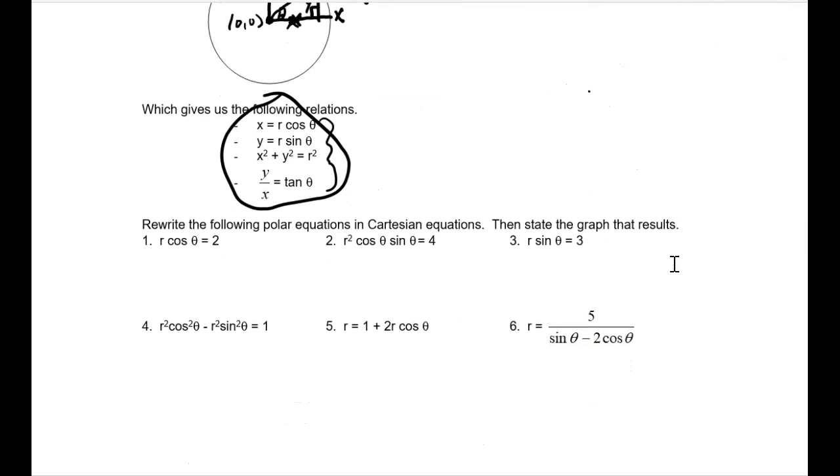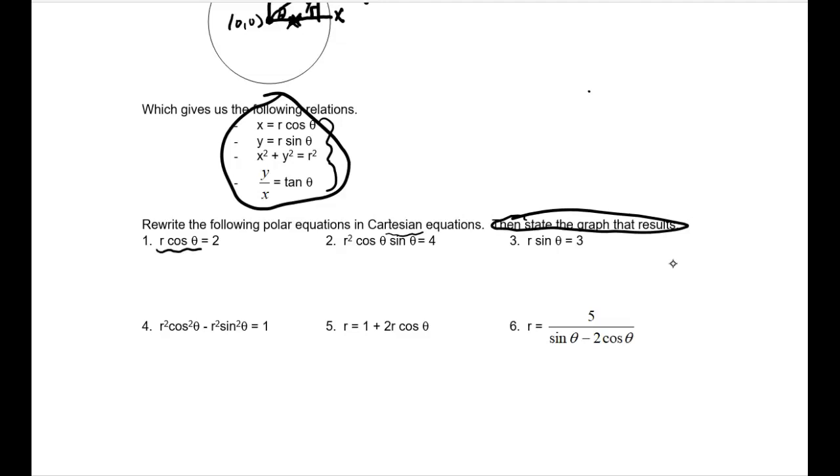So then the last thing is, let's go ahead and do some of these conversions. Rewrite the following polar. So if we were to look at all 6 of these problems, they're all r's and thetas. We want to write them as Cartesian, which basically means x's and y's. I then ask you to state what the graph would result in once we've done that conversion.